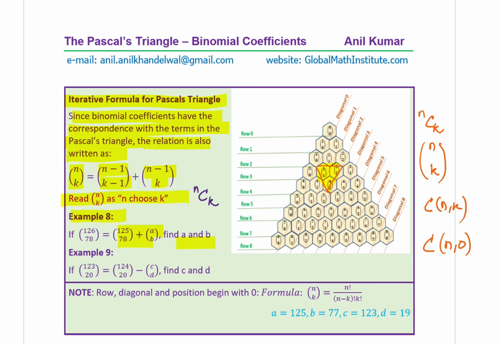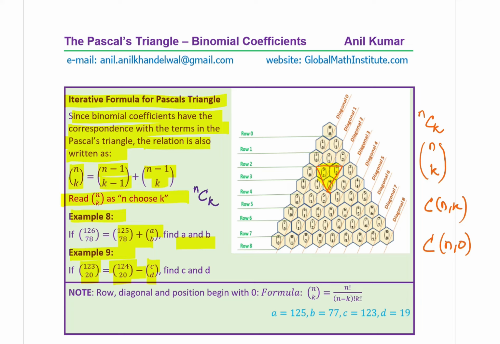Perfect. The next example: we have rearranged the formula a bit. We are saying 123C20 equals 124C20 minus something, since it's a bigger number, and therefore we have a minus here. We have rearranged. What should C and D be? 1 less than 124, which is 123, and 1 less than 20 also, which is 19. That should be your answer.